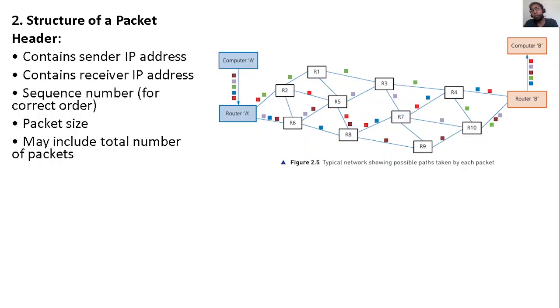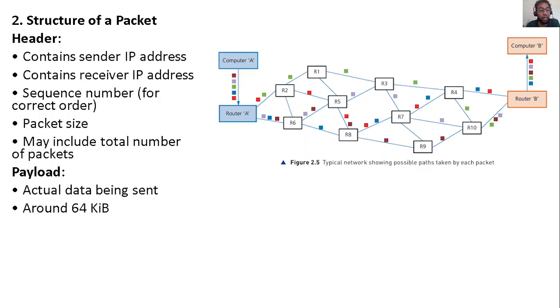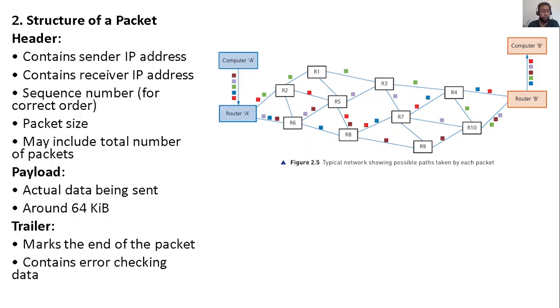Once the data is broken into packets, sequence numbers are assigned, and when the packets reach the final destination, they have to be reassembled, and sequence numbers help in reassembling those packets. The total number of packets is also added to the structure of the packet. And then there is the payload, that is our actual data. The size of that data is around 64 kilobits. And then there is the trailer. It marks the end of the packet and contains error checking and all that.